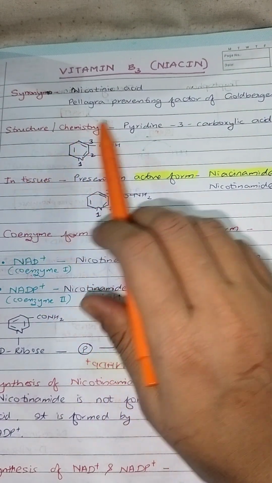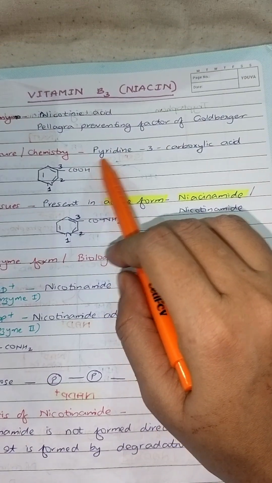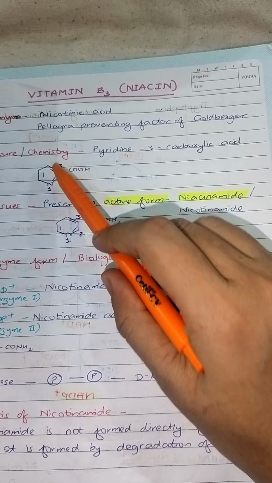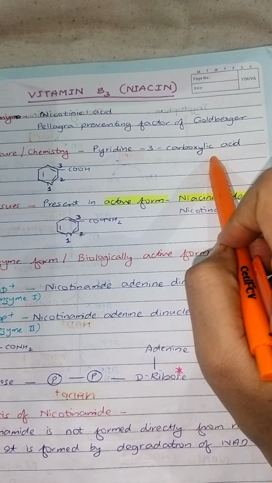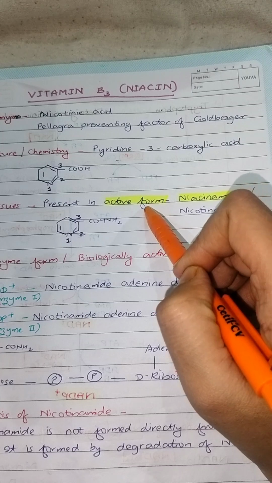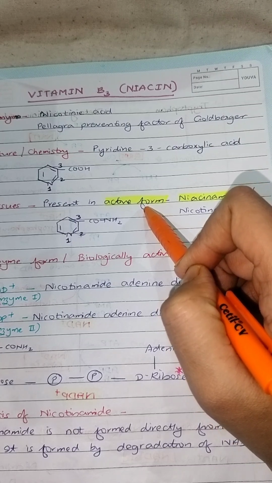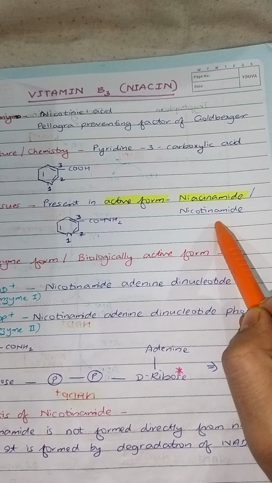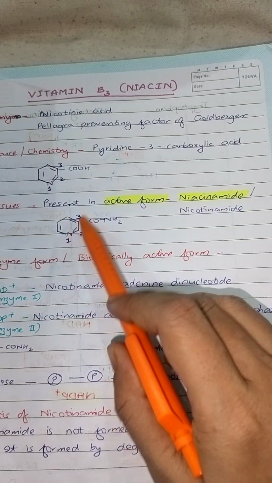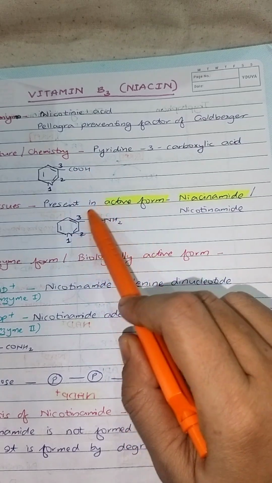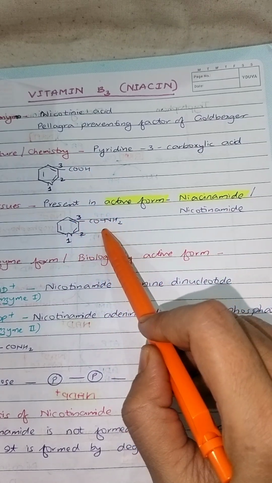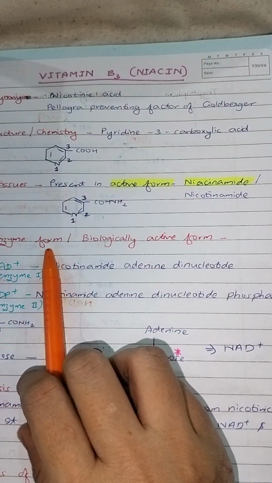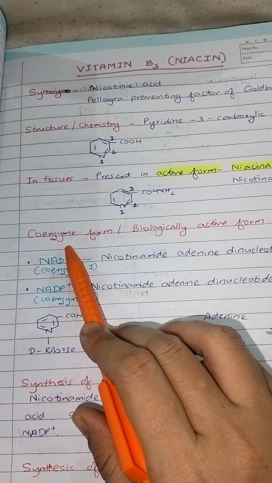Now coming to the structure or chemistry, it is a pyridine. This vitamin consists of a pyridine ring with a carboxylic group attached at the third position. So the structure is pyridine 3 carboxylic acid. But the active form, as we know that all the vitamins are present in an inactive form and an active form. So the active form is nicotinamide, or in some books it is written as niacinamide. So here, in place of the carboxylic group, an amino group, NH2, is present at the third position. So it is nicotinamide.